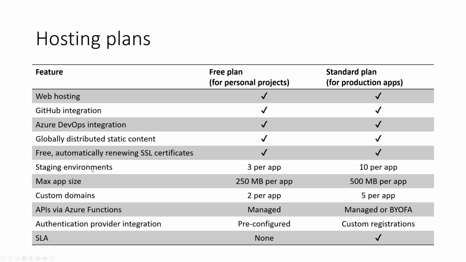Now, those types of staging environments, you get 3 on the free plan. And if you go to the standard plan, you get 10 of those. You also get more custom domains, and you can have APIs via Azure Functions in both the managed or the bring your own function app solution.